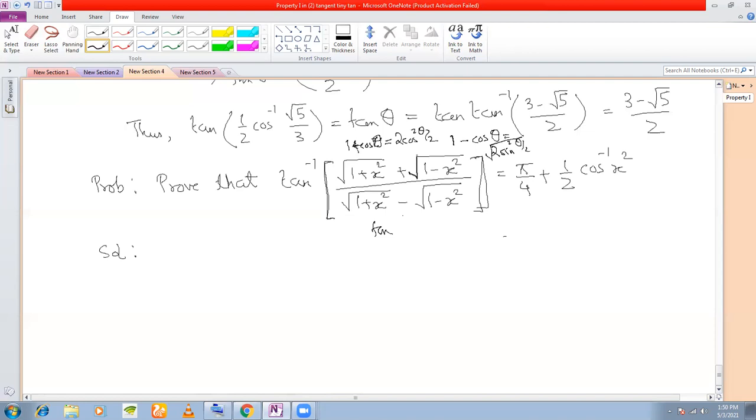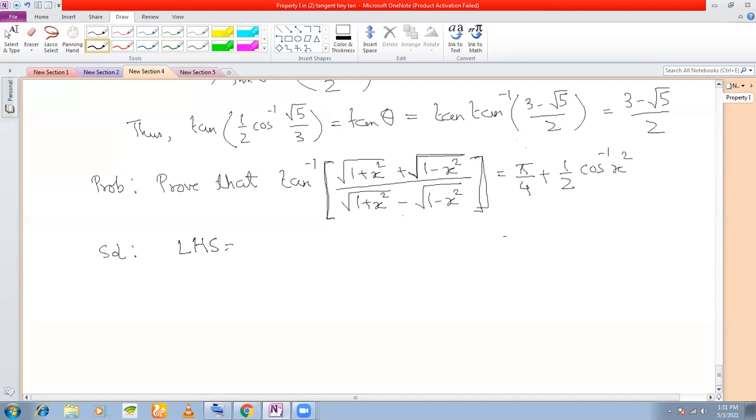So I'll get root 2 cos theta by 2 plus root 2 sine theta by 2, divided by root 2 cos theta by 2 minus root 2 sine theta by 2. So we'll get something like this. We take root 2 common and cancel it. And then we'll use a small technique that we used last year in class 11 to convert (cos theta plus sine theta) by (cos theta minus sine theta) into a tan.